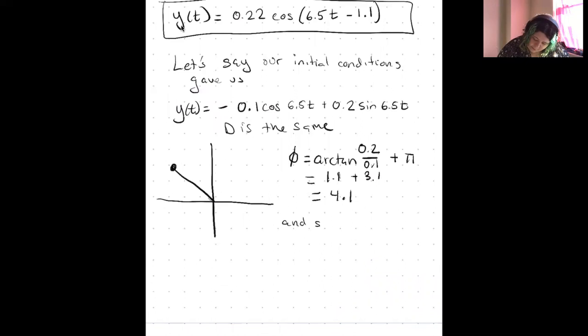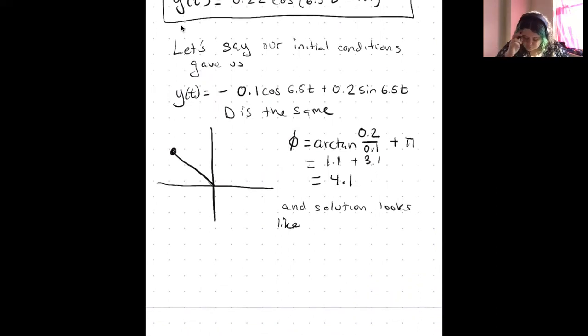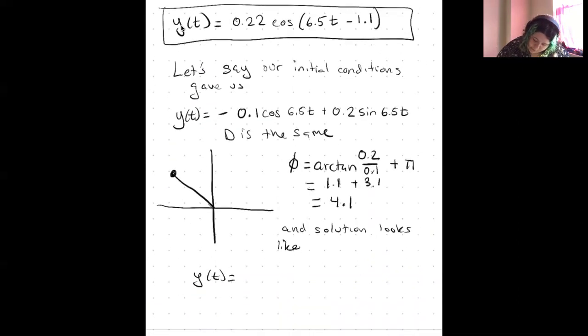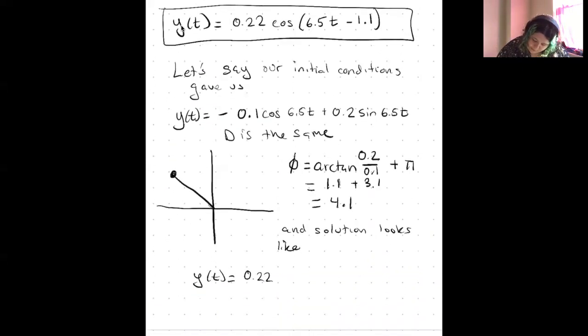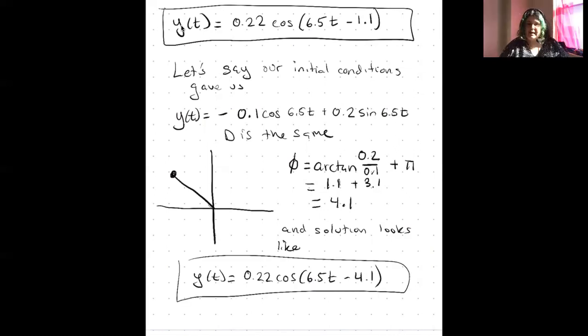And the solution looks like y of t equals our d, which was 0.22, cosine 6.5t minus 4.1. And that's it. So hopefully this was helpful and made sense.